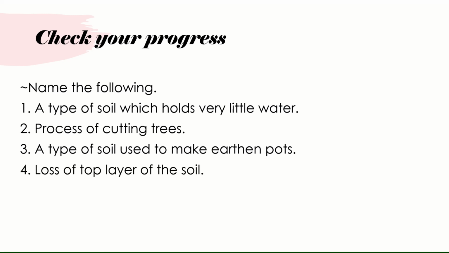Next, fourth question: loss of the top layer of the soil. So when the top layer of the soil is washed away by natural forces, what is that process called? It is called soil erosion, right? Next, preventing soil erosion is called what? We have learned that to stop the erosion of the top layer of the soil, we can do a process. What is it called? It is called soil conservation, right?